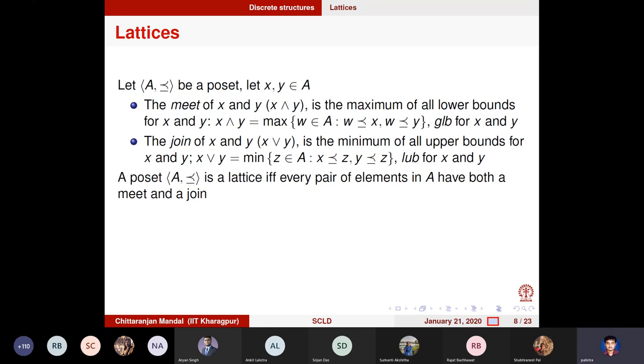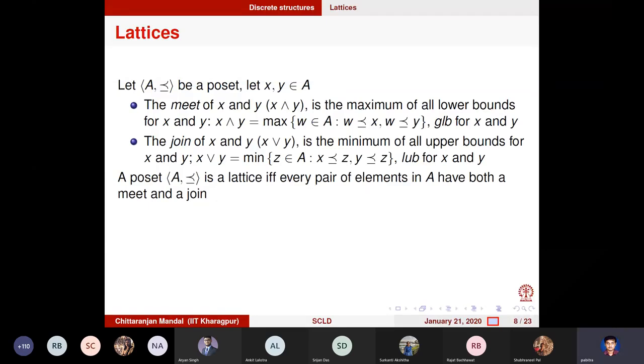Okay, that is the meet. Let me just complete this definition and then I'll pictorially explain what it means. All right. So a partially ordered set, a poset, is called a lattice if every pair of elements has both meet and join. If every pair of elements has both meet and join, then that poset would be called a lattice.